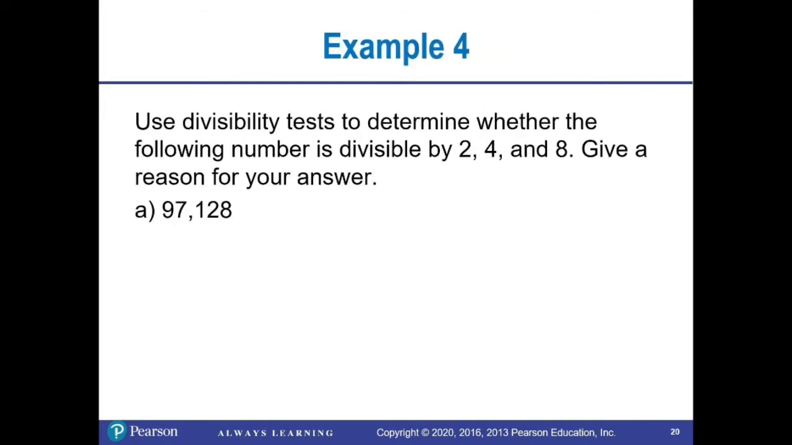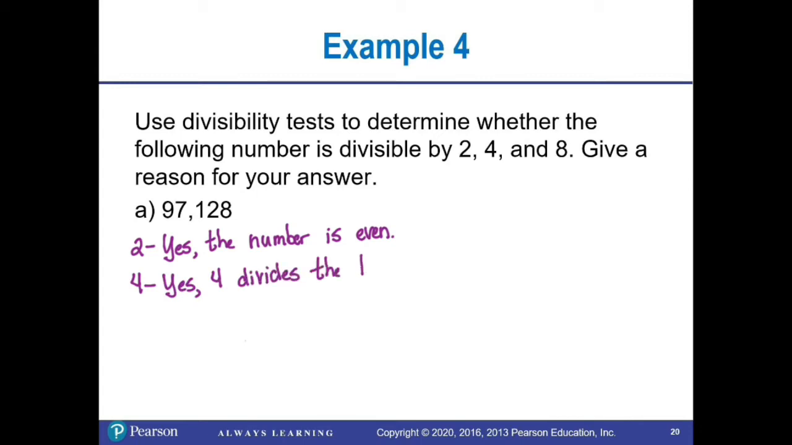So let's look at some examples. We want to know if each of the following numbers is divisible by 2, 4, and 8. So in part A, we have 97,128. Well, yes, this number is divisible by 2 because the number is even. For 4, I look at the last 2 digits. The last 2 digits are 28. Does 4 divide 28? Yes, and so 4 divides our number because 4 divides the last 2 digits.